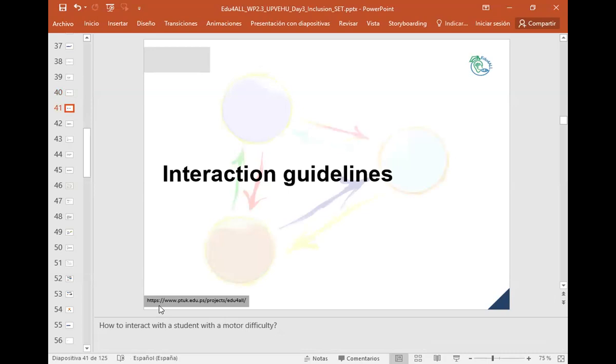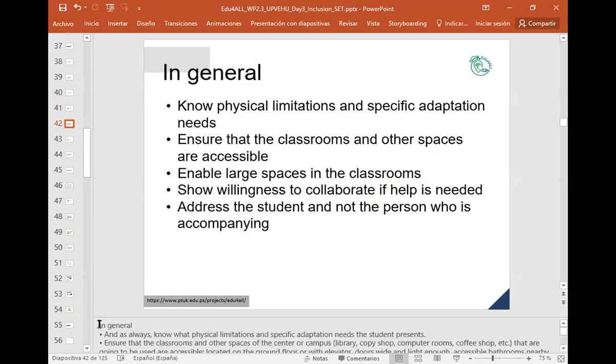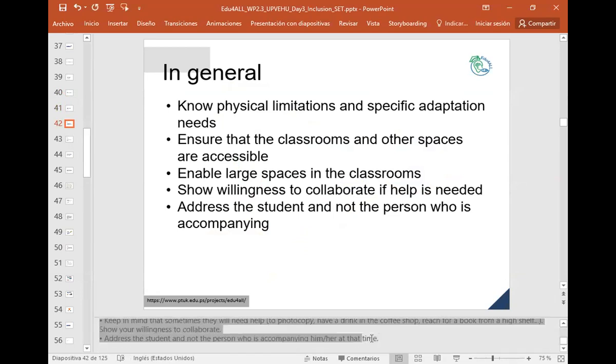How to interact with the students with motor difficulties. In general, and as always, know what physical limitations and specific adaptation needs the student presents.